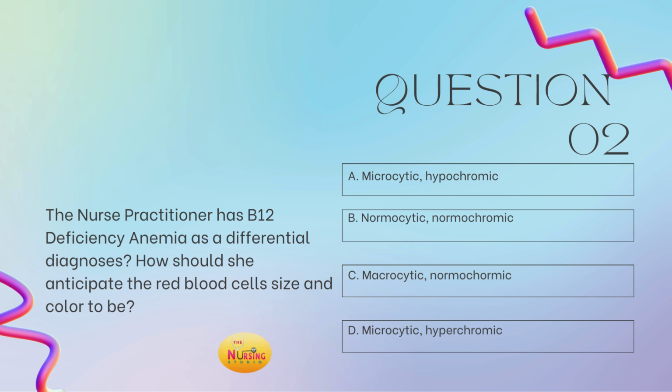So in my 2-1-2 rule, the ones that fall into that larger range, the two that fall there are the B12 and folate deficiency anemia, right? And that's in that larger scale, that macrocytic normochromic. So C is your answer.